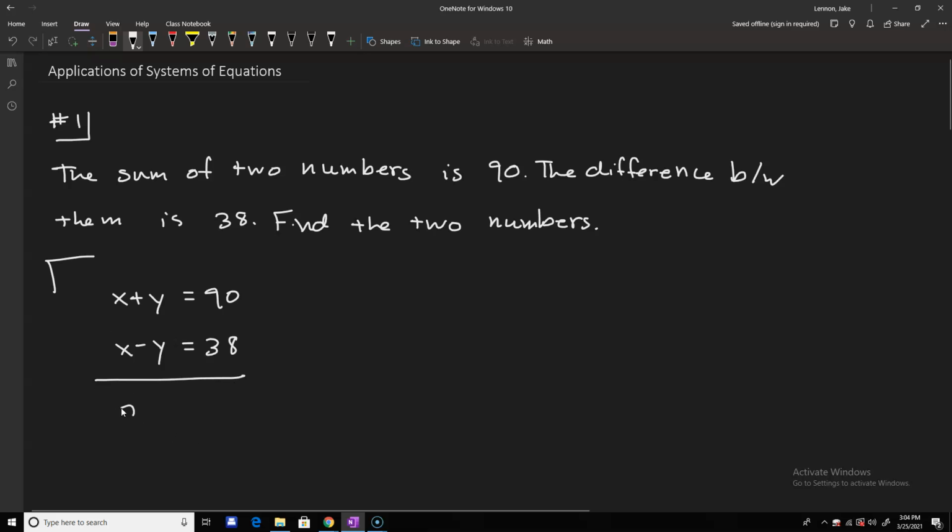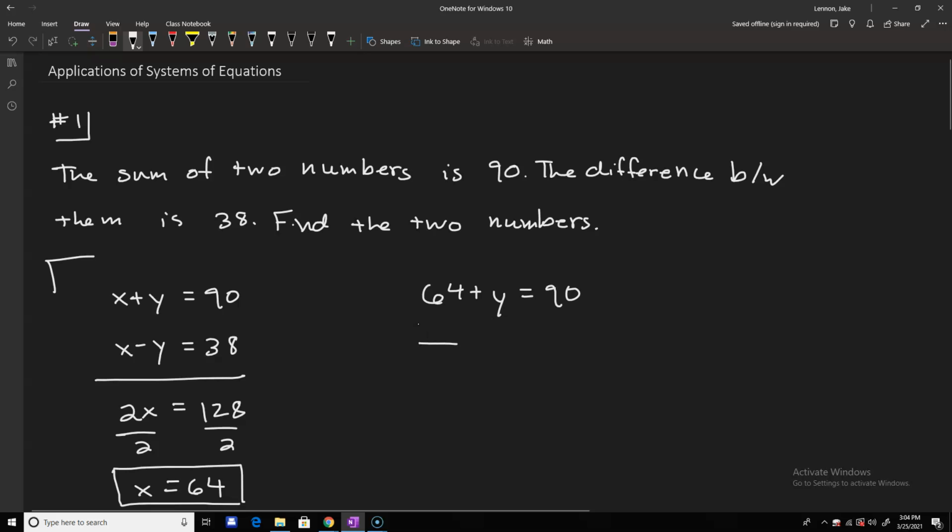x plus x is going to give 2x. y minus y cancels out, and you end up with 128. And then you just need to divide by 2. So x is equal to 64. So that's one of our numbers. And then we just plug in the 64 to figure out the remaining one. So 64 plus y should be 90. So we just subtract 64, and we end up with y is equal to 26. Those are our two numbers.